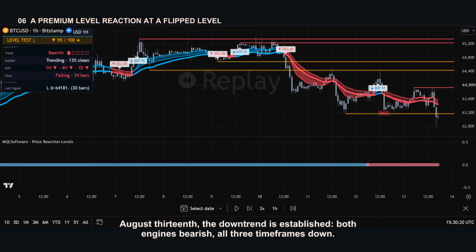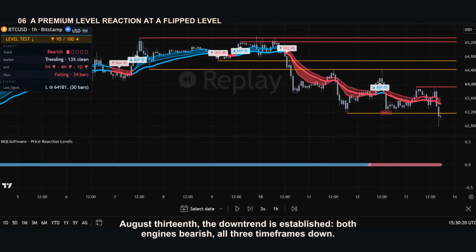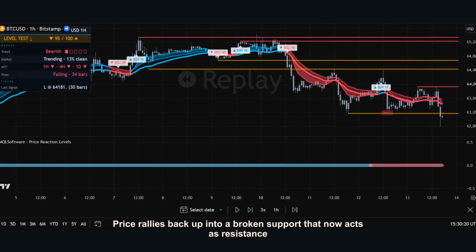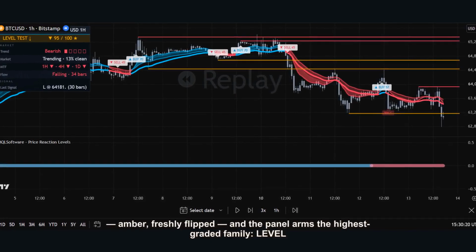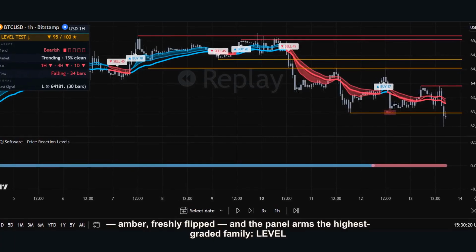August 13th, the downtrend is established. Both engines bearish, all 3 time frames down. Price rallies back up into a broken support that now acts as resistance. Amber, freshly flipped, and the panel arms the highest graded family.